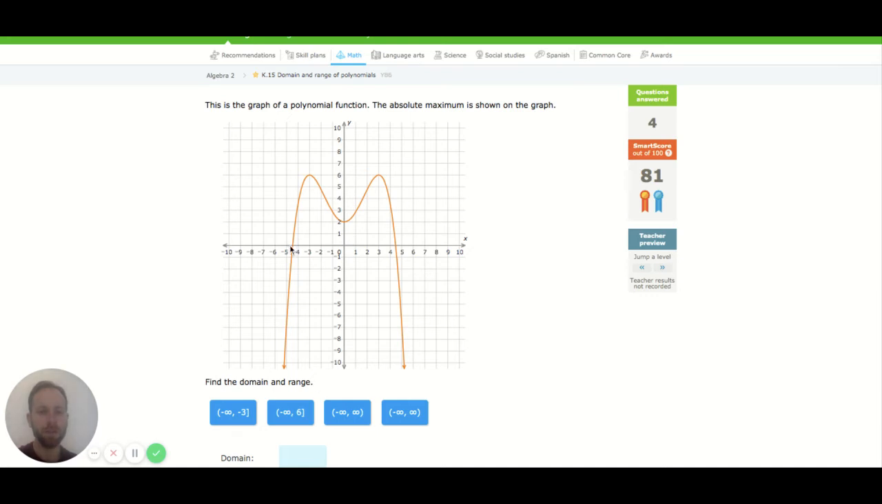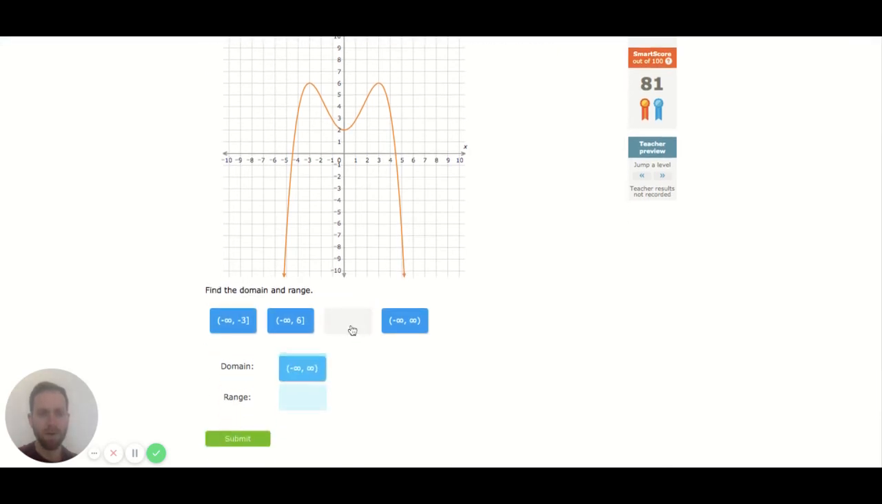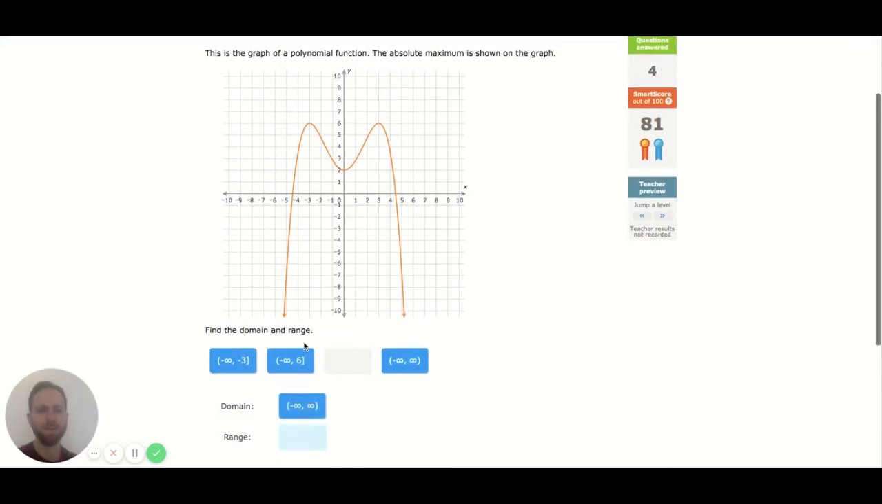So let's see. The domain is the x values, the inputs. This is still going down and to the left, down and to the left. And this one's still going down and to the right. So it's not going to stop going left or right. So it's going to be all real numbers, or negative infinity to positive infinity.